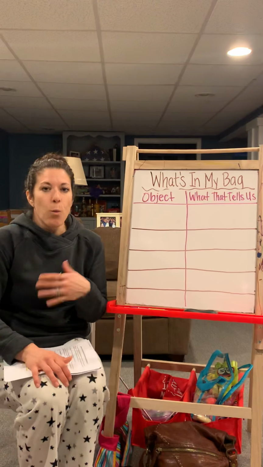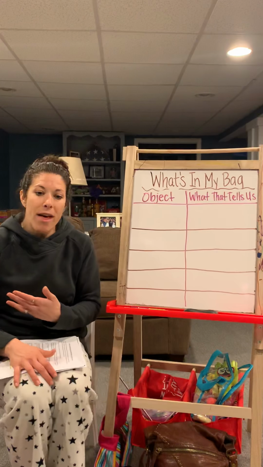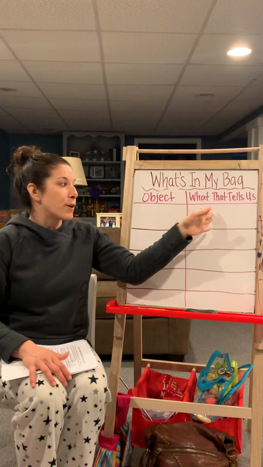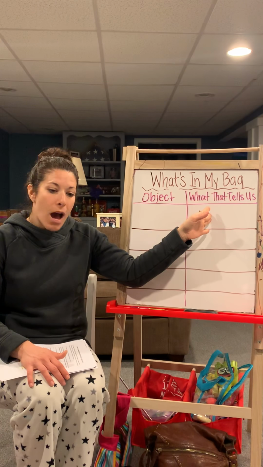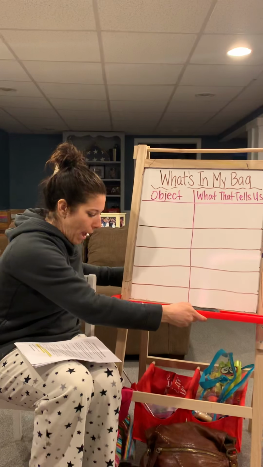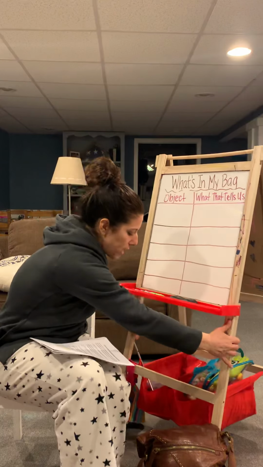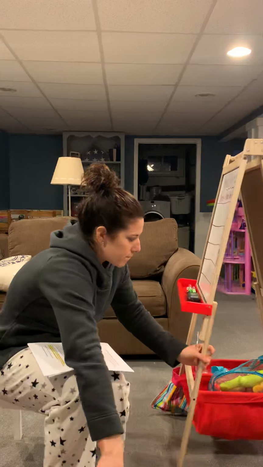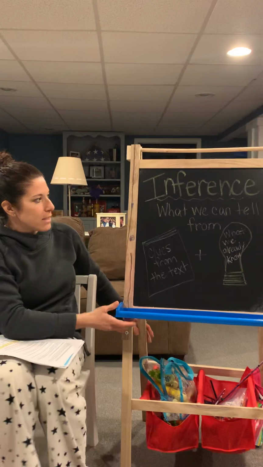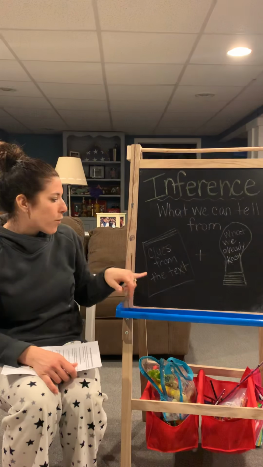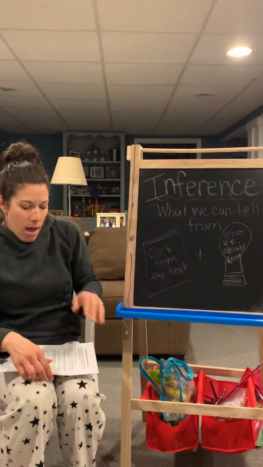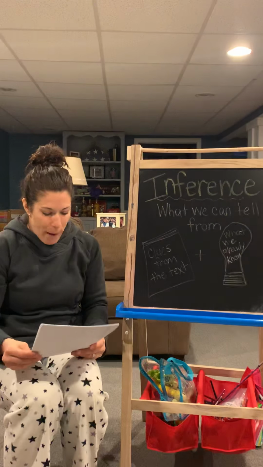Then I would lead into what inferencing is and let them know that what they were just doing here by looking at the object and then figuring out what that tells them about me, that they just really made an inference. So then I would introduce that vocabulary word. So I have another chart here that says inference. It's what we can tell from putting together clues from the text and what we already know. So we would have a little discussion about that.